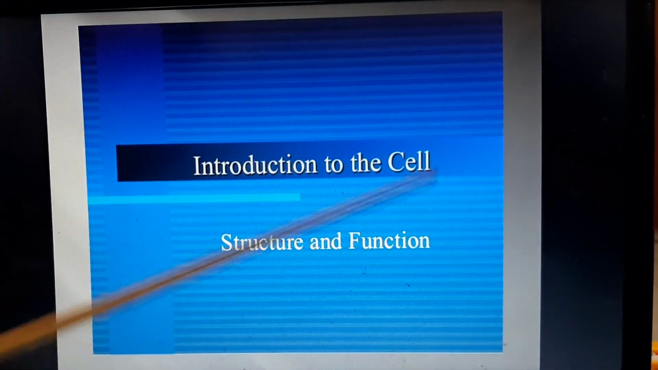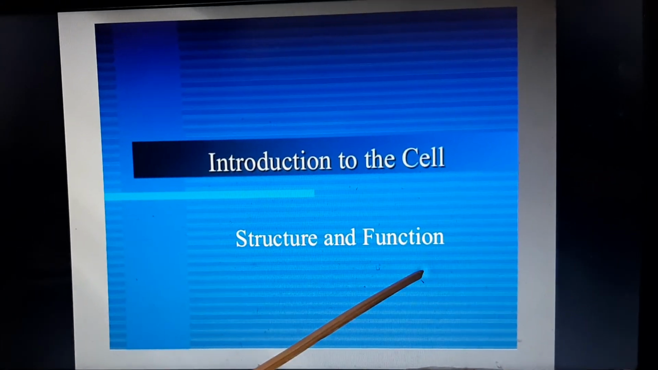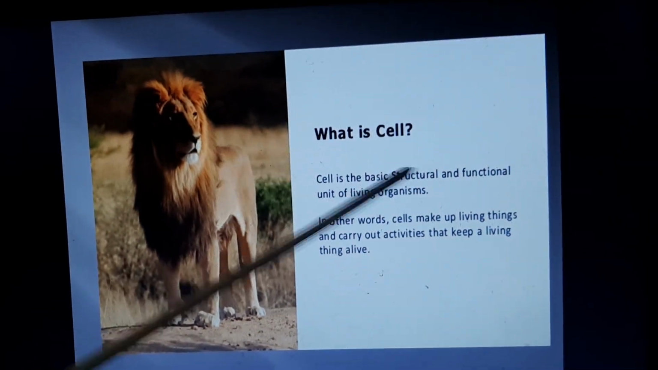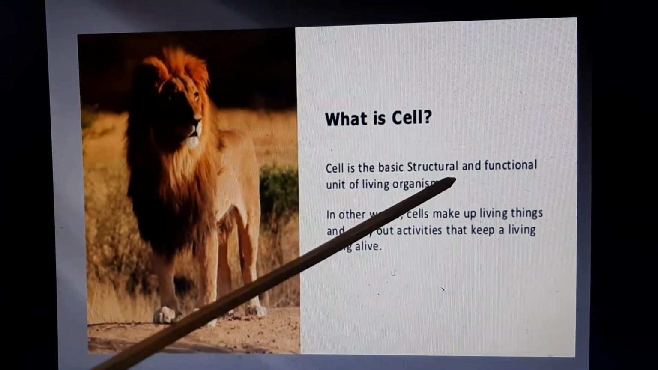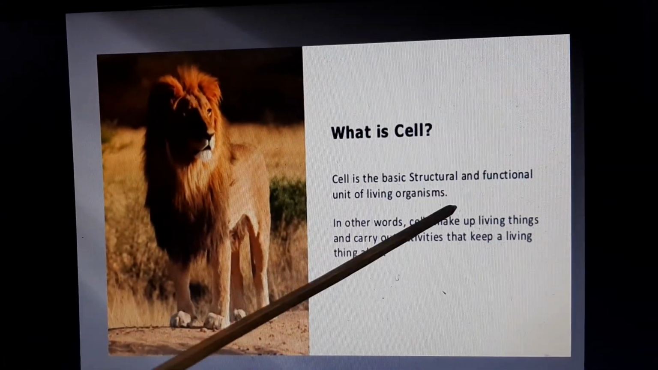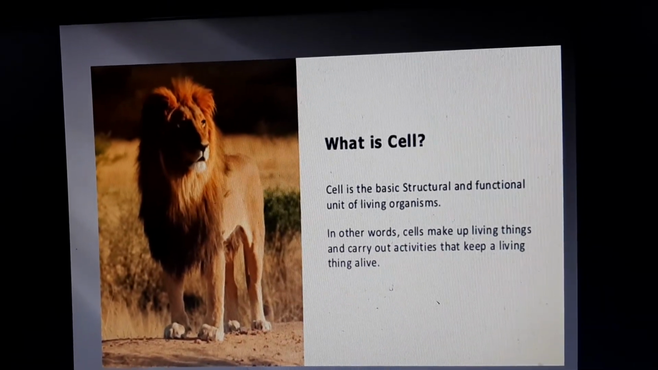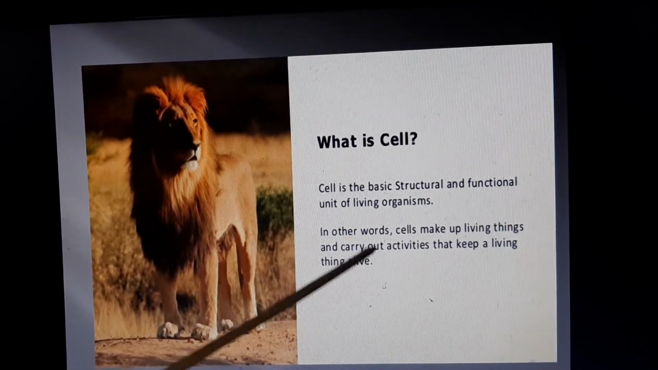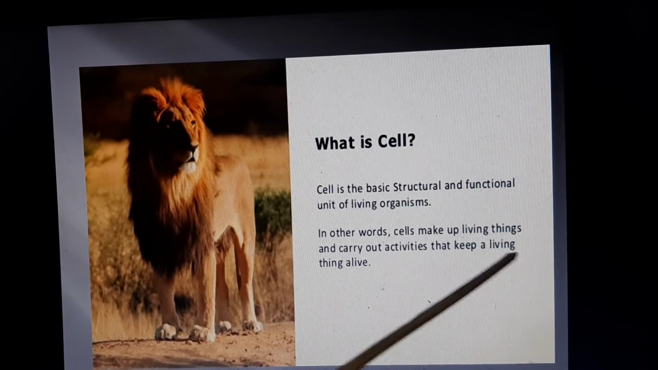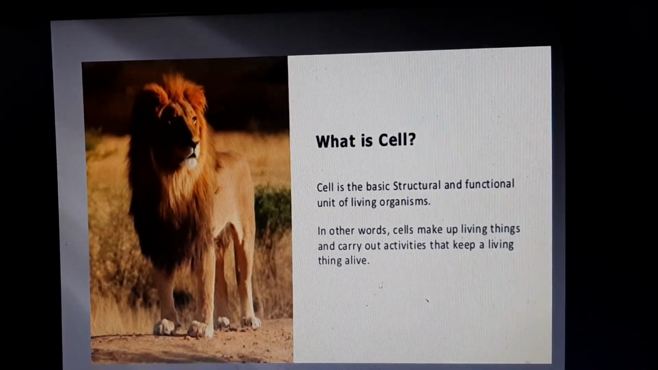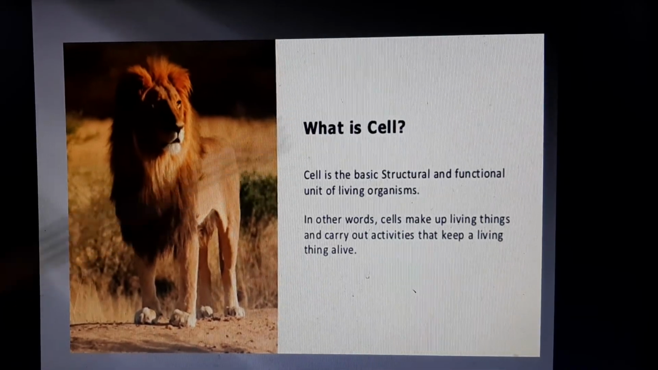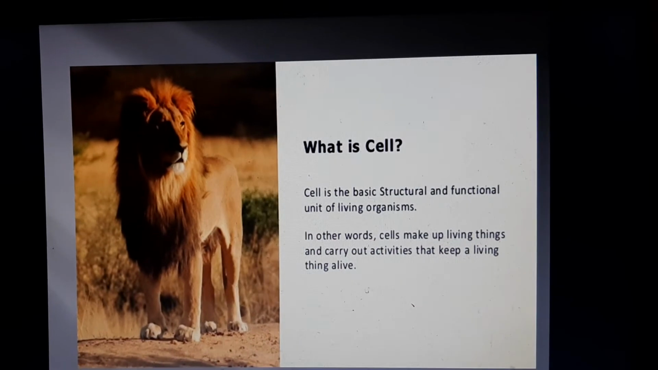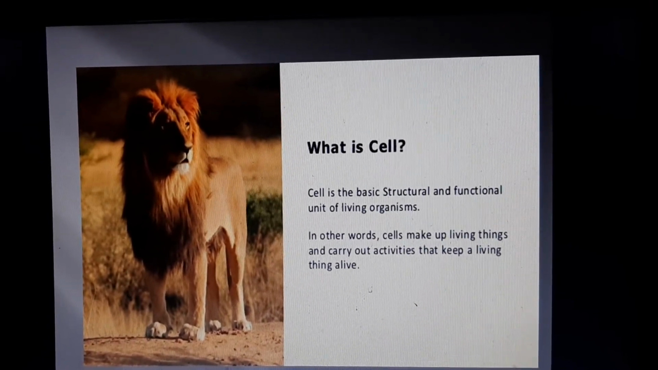Next is the introduction to the cell, structure and function. Students, you can see what is cell. Cell is the basic structural and functional unit of living organisms. In other words, cells make up living things and carry out activities that keep a living thing alive. Here I have shown this diagram, which is an example of an animal, and an animal is also made of different types of cells. Is that clear to you?